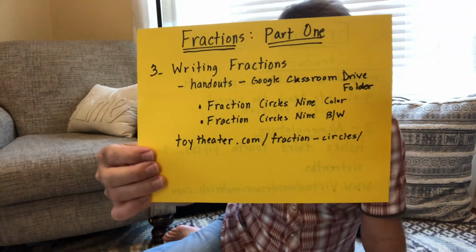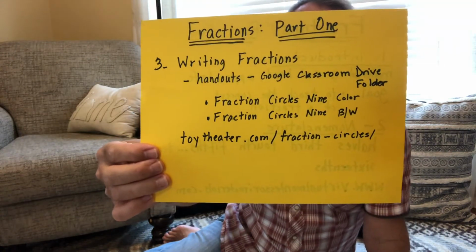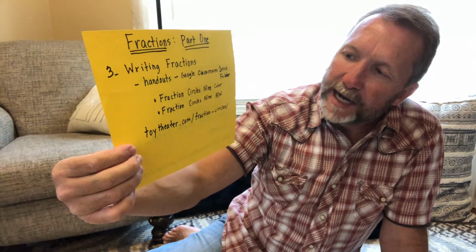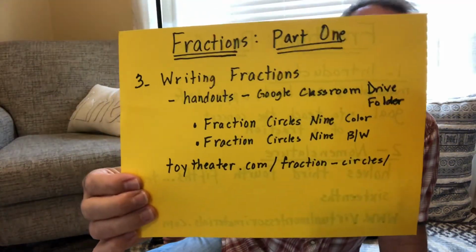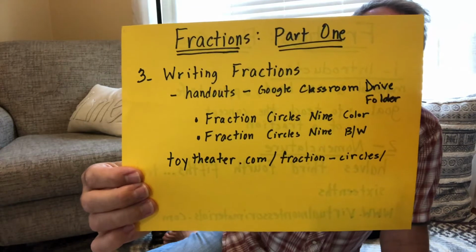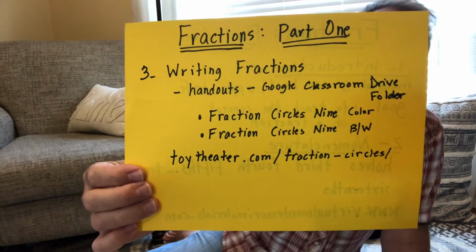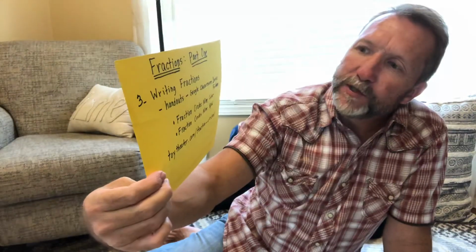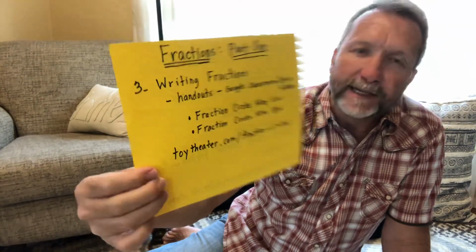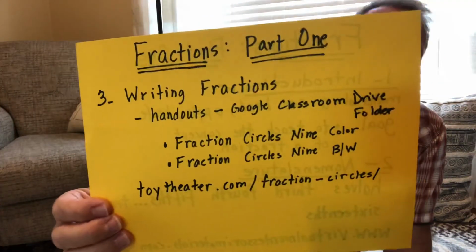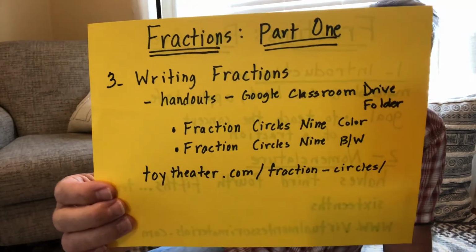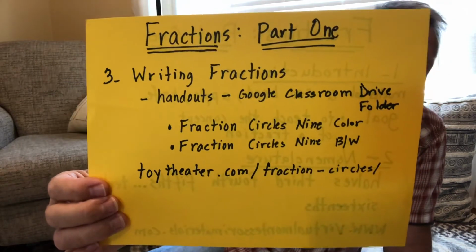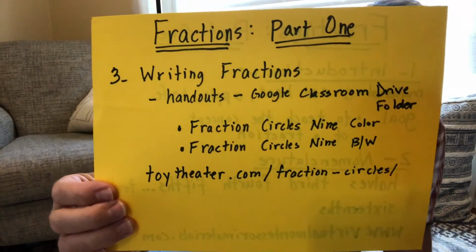I want you to go to a website after this lesson, and this is a new website called toytheater.com/fraction circles. And we are also going to have a handout, if you're in my classroom, that's going to be on Google Classroom in the Drive folder. You're going to be looking for the fraction circles with 9 colors. That's the name of the file, fraction circle 9 colors.